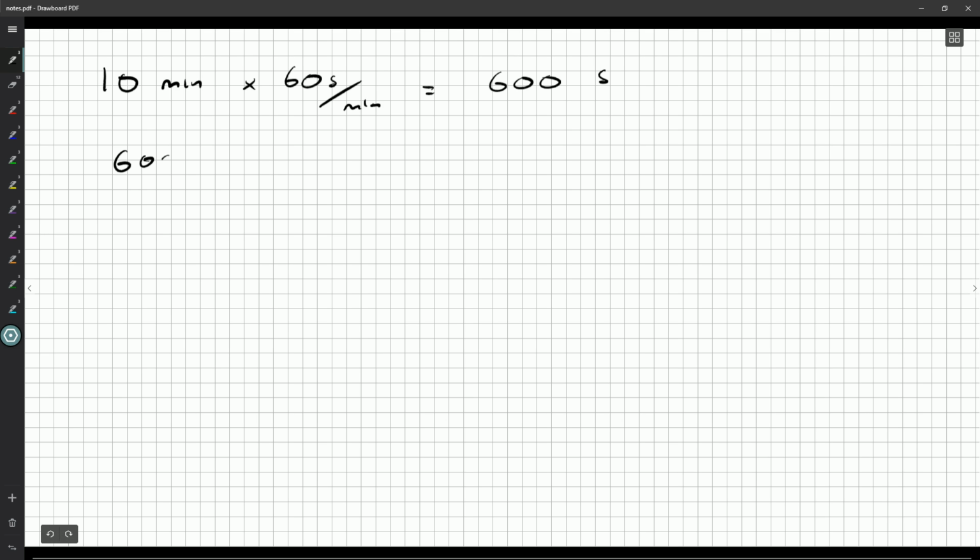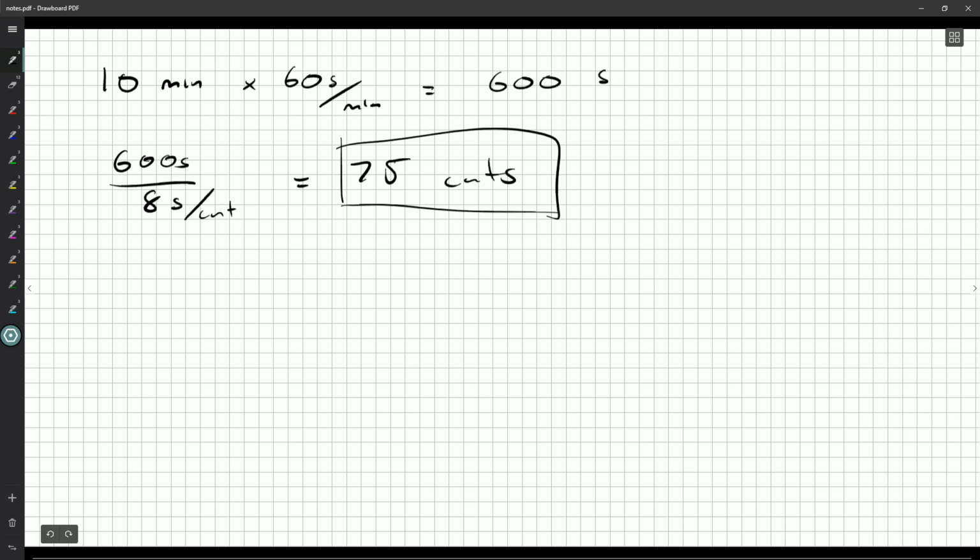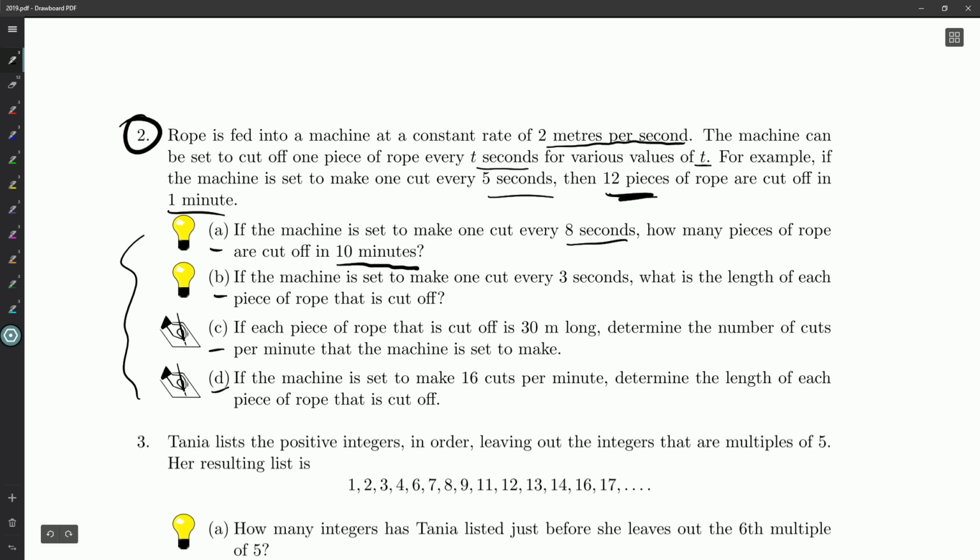Okay, so now 600 seconds divided by 8 seconds per cut is going to be how many cuts? Well, if I divide 600 by 4, it'll be 150. Divide it by 2 again to make 8, it'll be 75. So we'll get 75 cuts, and that's going to be our final answer there. You're more than welcome to use a calculator. I try and use just my brain whenever I can. So we got 75 cuts there.